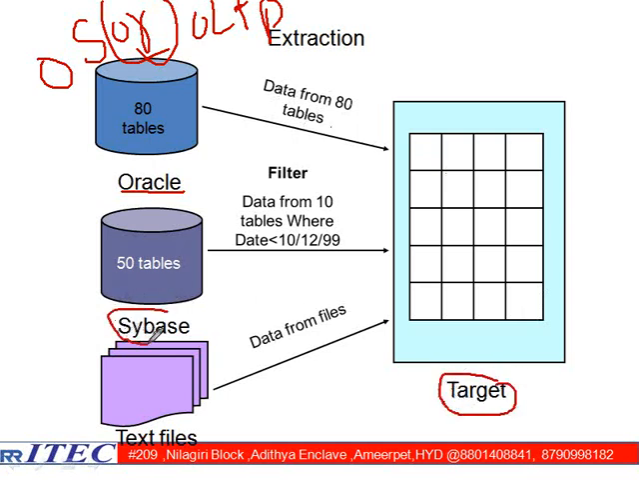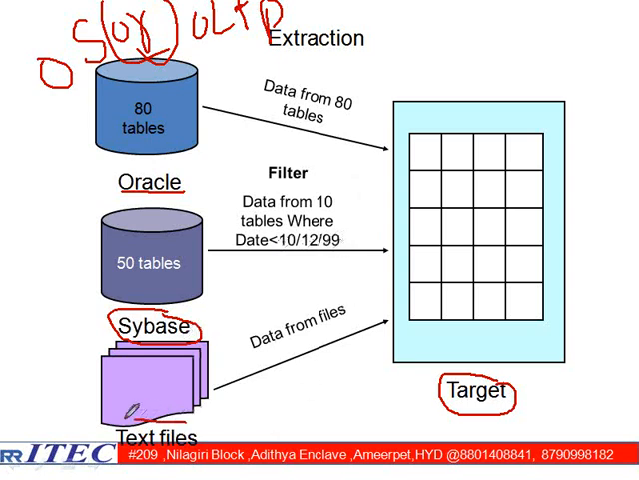In some cases this is a Sybase. Sybase is the operational system. From here I am pulling data from only 10 tables. How many tables do I have here? 50 tables, but I am not taking all 50. I want only 10 tables, where the condition also is that the date should be less than 10, 12, 1999. Like that I am putting a filter.